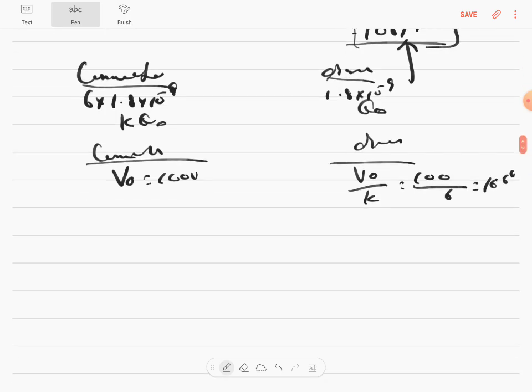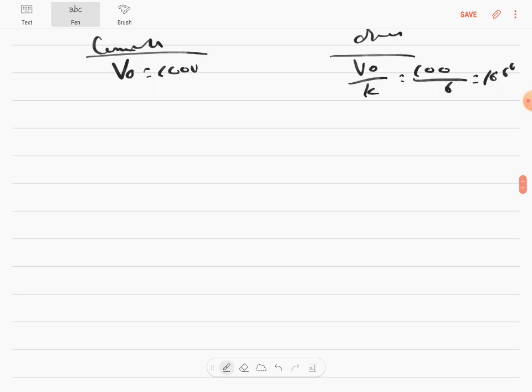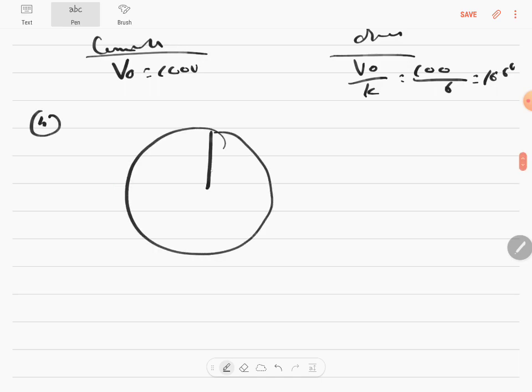The next sum that I did in the class, okay, I will do the fourth question. A spherical conductor of radius 12 centimeter has a charge of 1.6 into 10 to the power minus 7 coulomb distributed uniformly on the surface. What is the electric field inside the sphere?